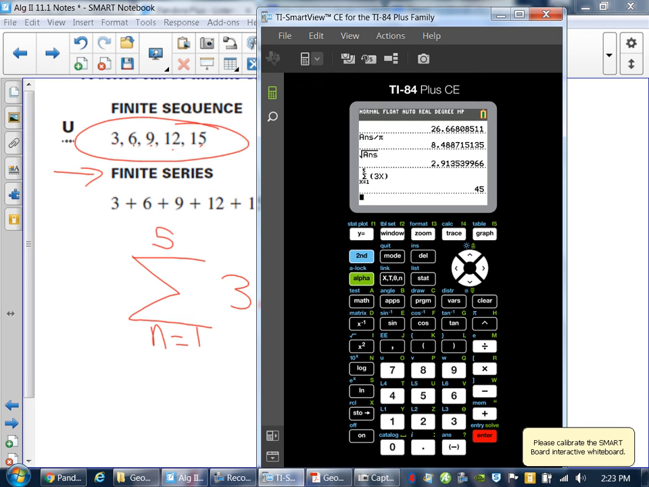Does the n equals 1 just mean that it's starting on the first term? Yep, that's all it means. Okay.